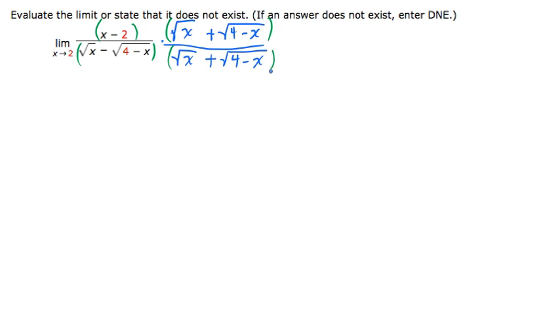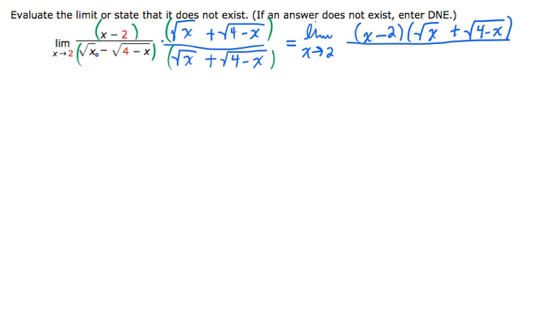Okay, now the secret is to FOIL the denominator in this problem, because that's the one that we multiply by the conjugate of. But we are not going to FOIL the numerator because that would make the problem impossible to solve in the next step. So the numerator I'm just going to rewrite as the product of x minus 2 and the sum of the two radicals.